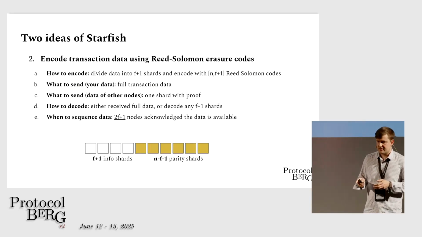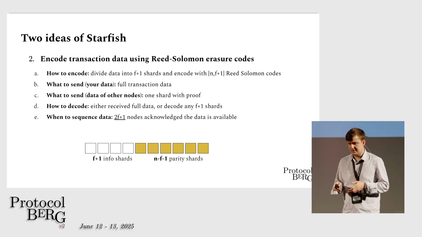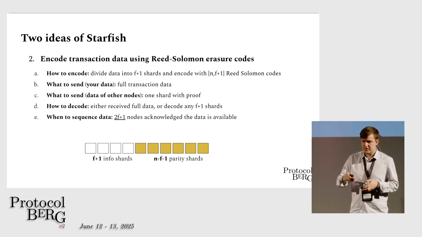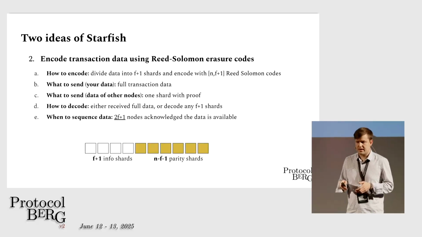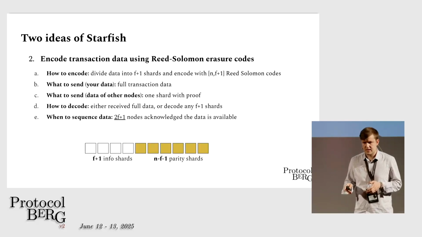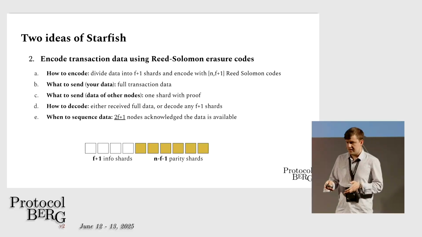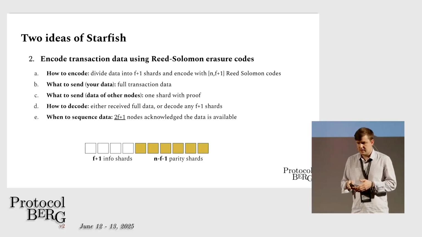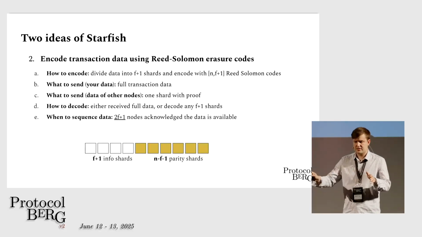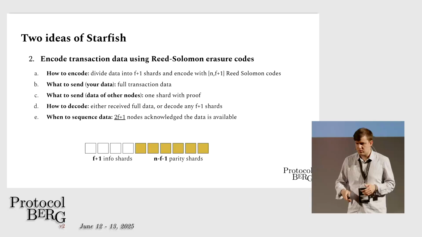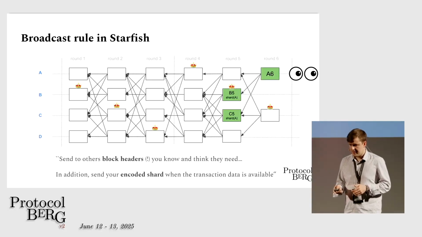Here, for sequencing, we already need to have two F+1 nodes acknowledging this data is available. Previously I said that it's sufficient to have F+1, but for this solution we need two F+1 acknowledgements, because F nodes could lie, and we have at least F+1 honest nodes. They will share the shards, and we can decode the data from F+1 shards. That's the reason.